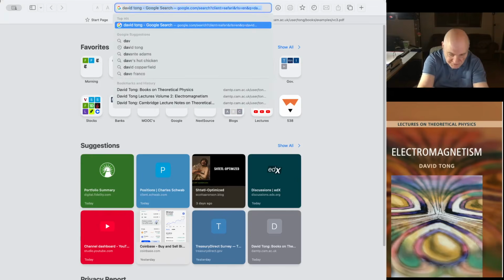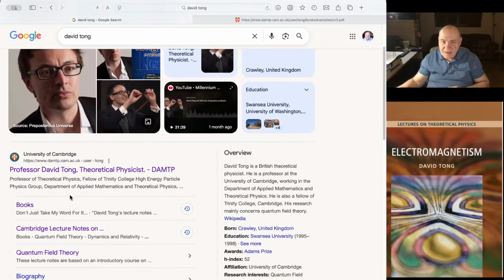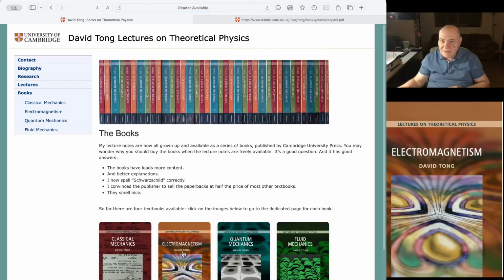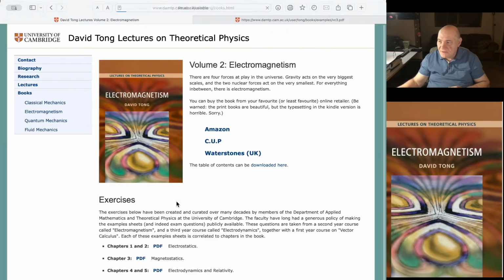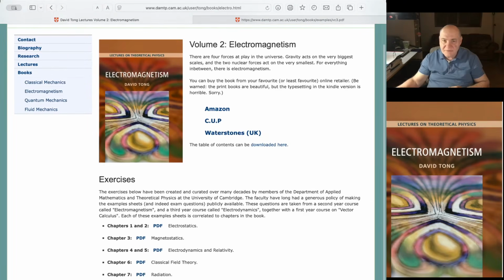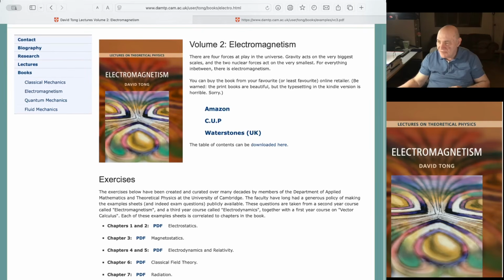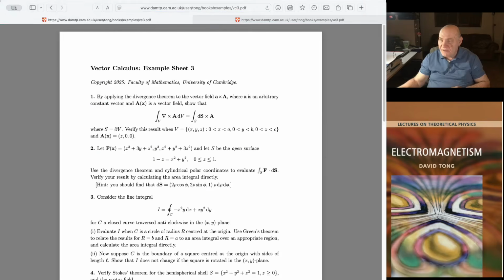the search bar, David Tong, and then just click on books, then click on the electromagnetism book, and then scroll to the bottom. I can't scroll enough. There's information below this. I don't know why I can't. Anyway, he's got an Appendix C, PDF, vector calculus, integral theorems. If you click on that, you get to his example sheet.